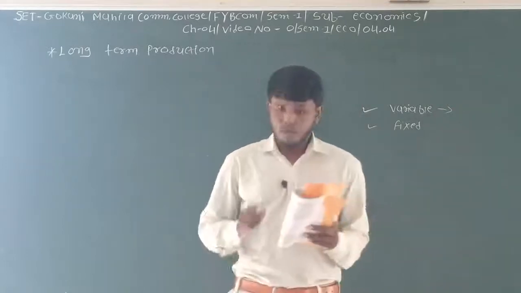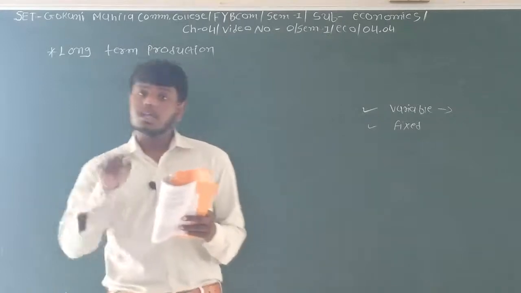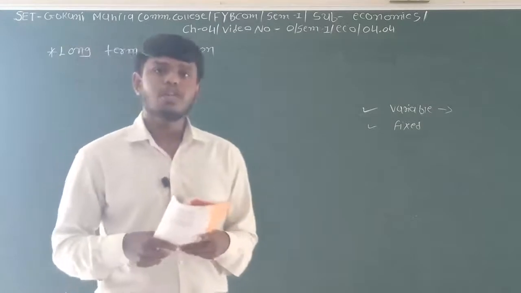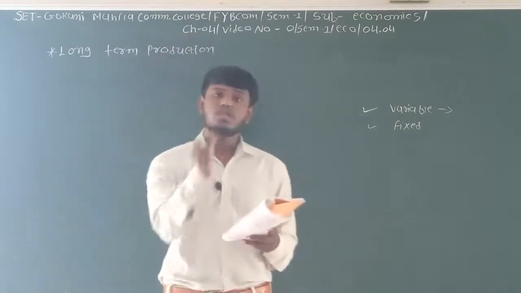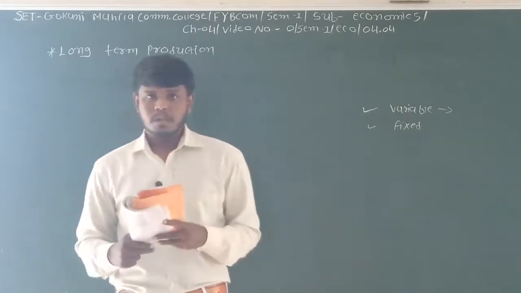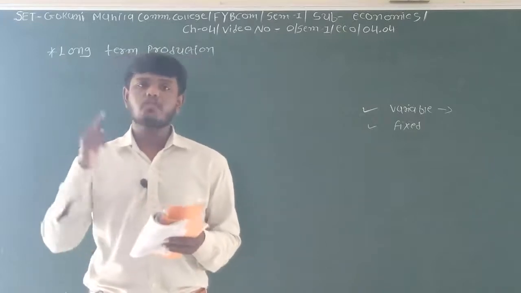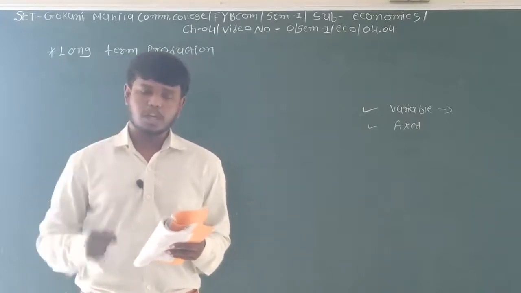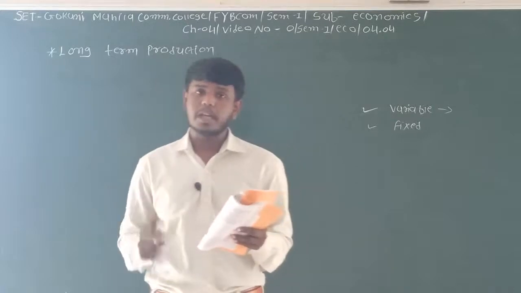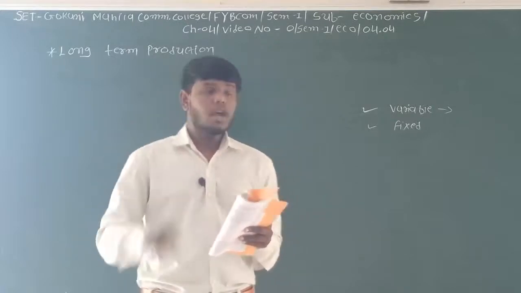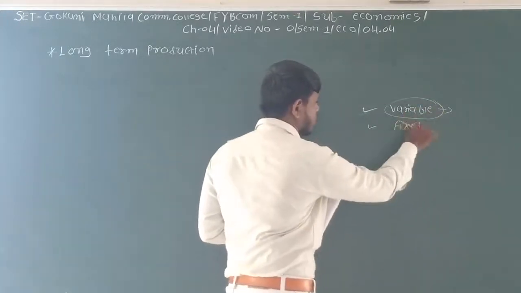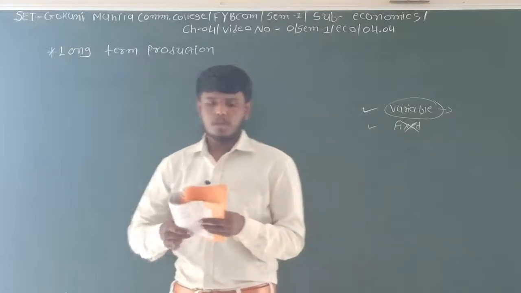Variable means the factors in which you can make changes. And as we know, in the short term, you cannot change your plant, you cannot change your production system. But in the long term, it is possible to change any factors of production related to your business enterprise. So in the long term, each and every factor of production, like land, labor, capital, can be changed. So in the long term production system, all the factors become variable. There is no concept like fixed in long term production system.